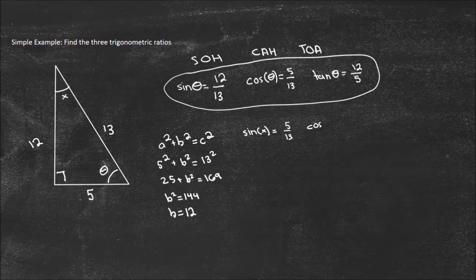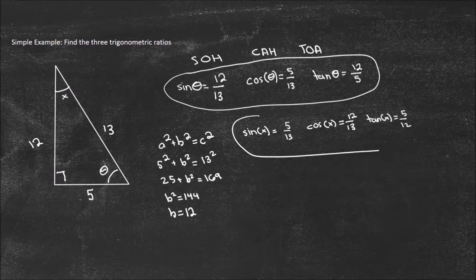So cosine of x, well now we need the adjacent of x. Well, that's going to be that third side. So it's not opposite and it's not the hypotenuse. In that case we have the 12 divided by the hypotenuse of 13. And then finally we have tangent of x is going to be opposite over adjacent, which is 5 divided by 12. So those are our three trigonometric ratios for x.